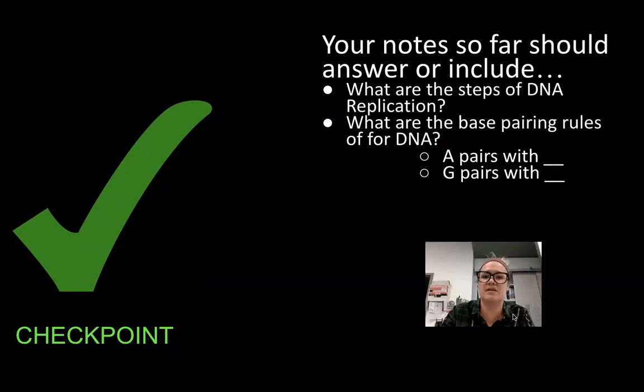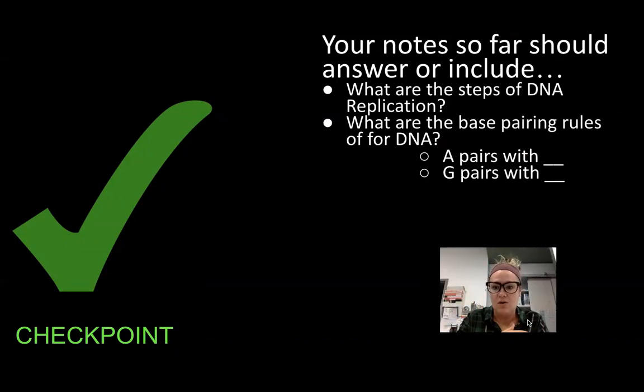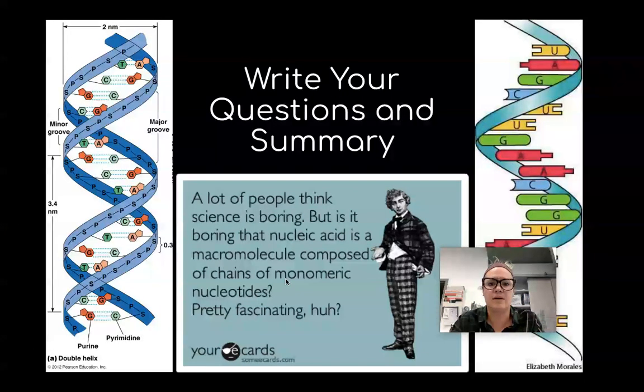Okay, so we're almost at the end of the notes. Now on your notes, you should be able to find information about what the steps of DNA replication are and what the base pairing rules are. So for DNA, you can check, A pairs with thymine, or T, right? And guanine pairs with cytosine, C. Good job.